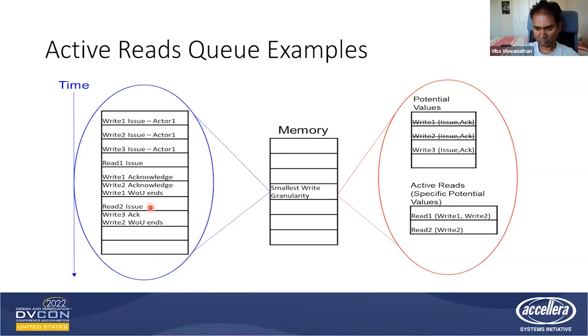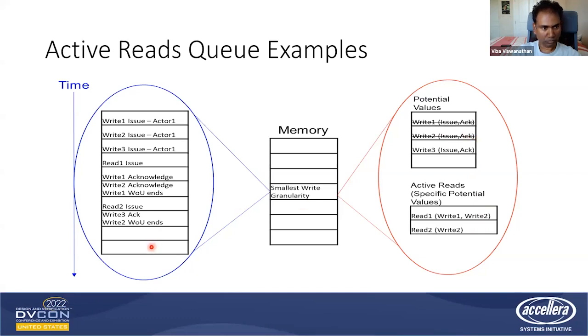When read 2 gets issued, and after that, write 3 completes, causing write 2 to get superseded, we remove write 2 from the potential values queue and add write 2 into the active reads queue for both read 1 and read 2, because both read 1 and read 2 are outstanding at the time that write 2 is superseded from the potential values queue.